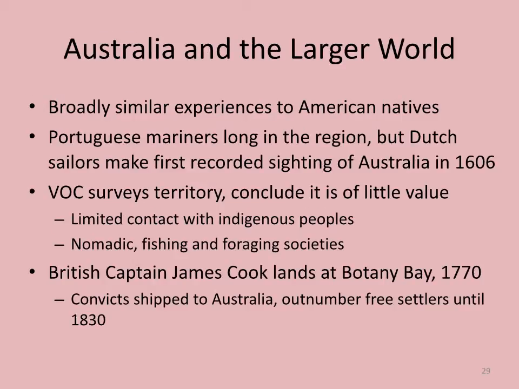Now, Australia and the larger world are going to have similar experiences with the natives. People are going to really push for conquering of territories in order to set up cash crops. The natives are going to be wiped out by disease and all those types of things. The Portuguese mariners had been in the region for a while, but the Dutch sailors make the first recorded sighting of Australia in 1606. The VOC, the Dutch trading company, surveys the territory and concludes it has very little value. However, later we're going to see Captain James Cook set up a settlement there, and he's going to start sending convicts to Australia, eventually outnumbering the free settlers until about 1830. So more convicts are being sent to Australia than people who want to go to Australia.